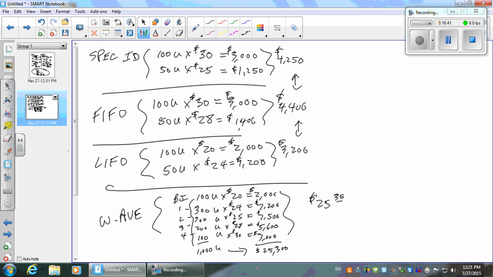How many units do we have in ending inventory? 150 still, right, guys? What's 25.30 times 150? Right? How much is that? 3,795. Okay, and that one is somewhere in between FIFO and LIFO, right? Weighted average. Everybody good?